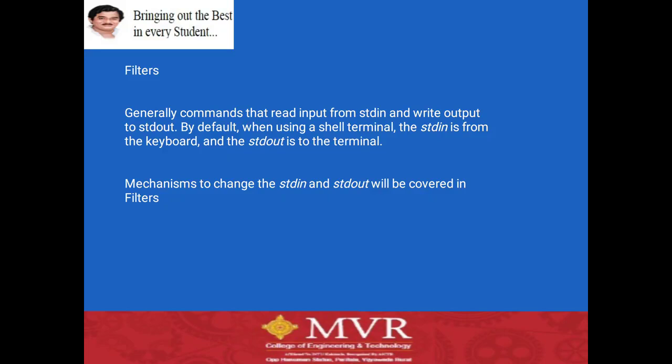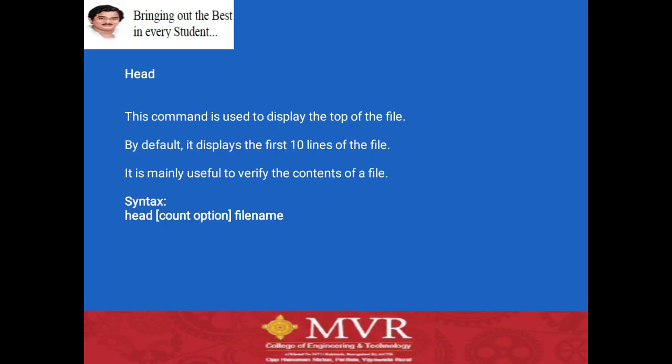So these filters can change them. What we can do with filters is change the standard input and standard output. That means we can take input from somewhere other than the keyboard, and also display the output somewhere other than the monitor. You will be surprised how we can display the output other than on the monitor, and similarly how we can take input other than from the keyboard. We will see one by one. Let us see a few filter commands today. Later we will continue with the remaining filters.